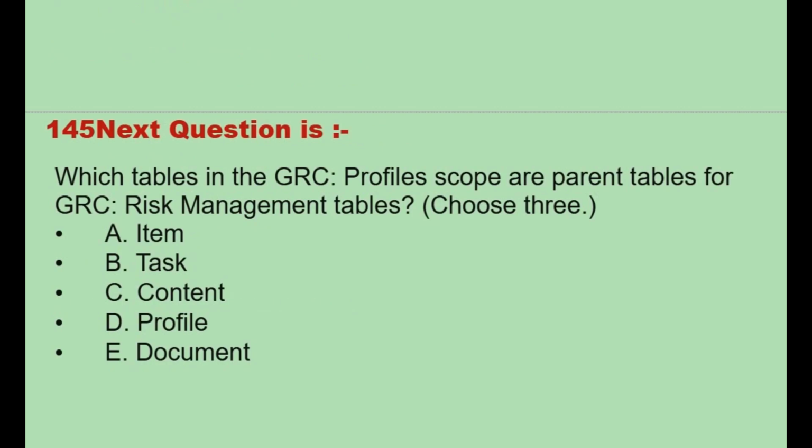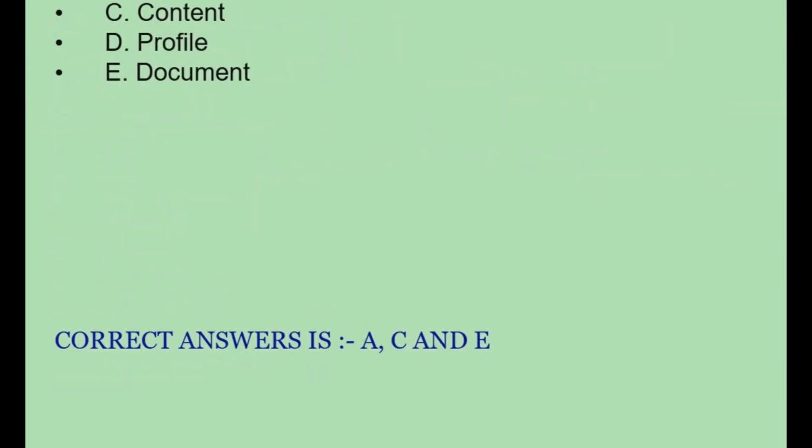Question is, which tables in the GRC profiles scope are parent tables for GRC risk management tables? Choose three options. Option A, item. Option B, task. Option C, content. Option D, profile. Option E, document. Correct answer is option A, C, and option E.